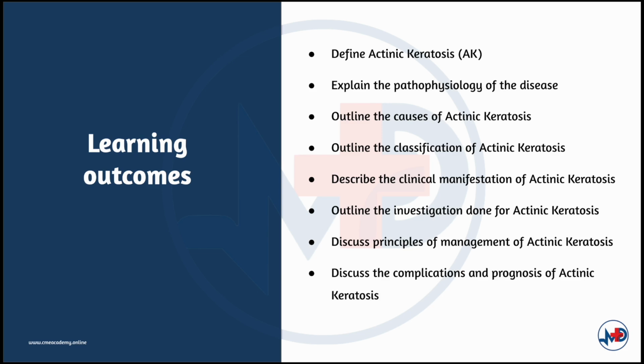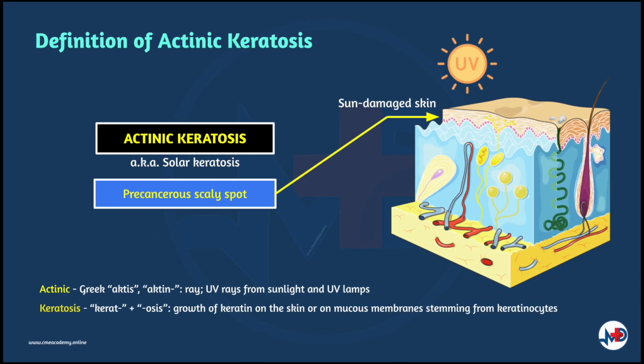Let's get started. Actinic keratosis, or AK, also known as solar keratosis, is the precancerous scaly spots that are seen on sun-damaged skin. Actinic originates from the Greek term actis, which means ray. It may be UV rays from the sunlight or UV lamps, while keratosis is made of kerat and osis, which means growth of keratin on the skin or on mucous membranes that is stemming from keratinocytes.